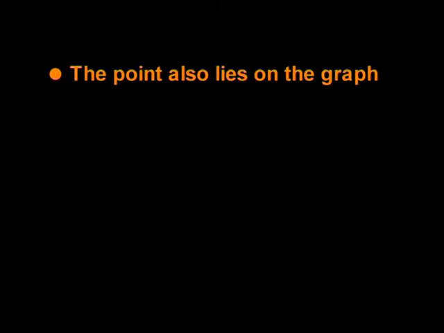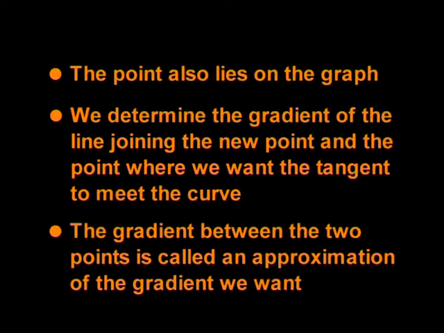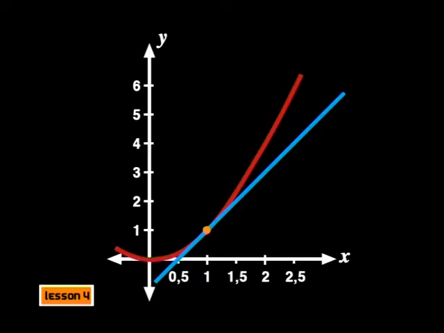Okay. But rather than giving up, we simply chose another point that meets the following criteria: that the point also lies on the graph, and determine the gradient of the line joining the new point and the point where we want the tangent to meet the curve. We call the gradient between those points an approximation of the gradient we want. We improve our approximation by moving the other point closer and closer to our point of interest. And by moving the points close enough together, we can get our approximation to be as close to the gradient of the actual tangent as we like.